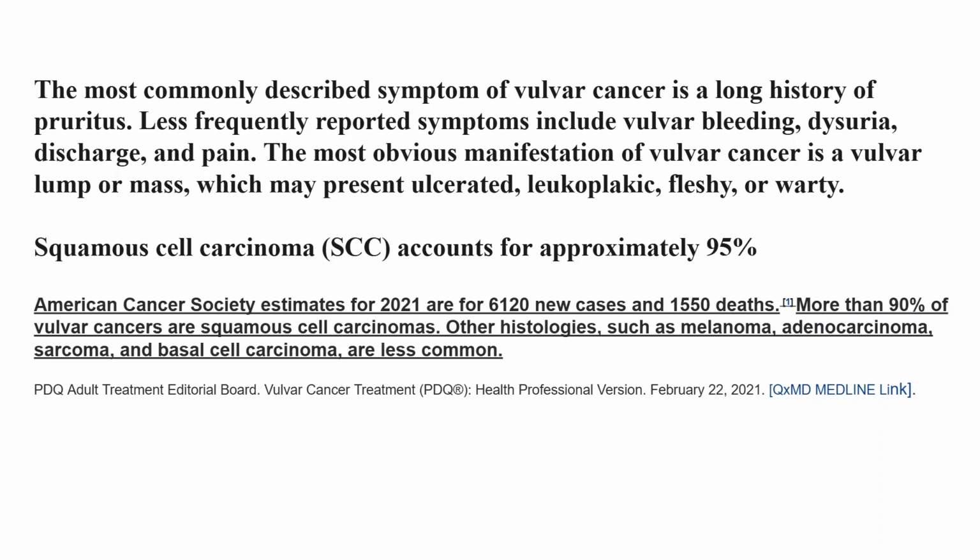The most commonly described symptom of vulvar cancer is itching, pruritus at the genital area, which is the most frequent clinical symptom, and particularly when it occurs in old age, it has to be carefully observed. Less frequently reported symptoms could be bleeding from the vulva, dysuria, burning sensation during micturition, discharge or pain. The most obvious manifestation of vulvar cancer is a lump or a mass, which may be ulcerated, leukoplakic or warty. It could be an indurated ulcer, or leukoplakia, like whitish color changes over there.